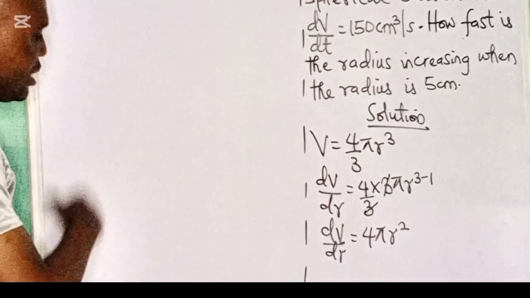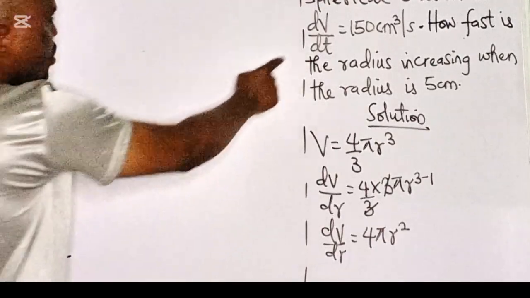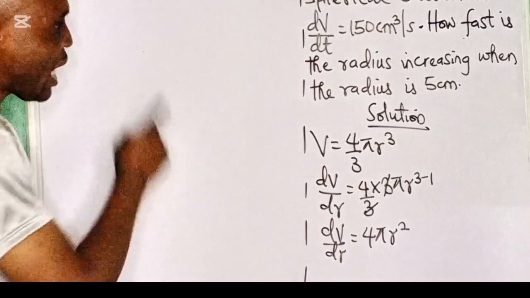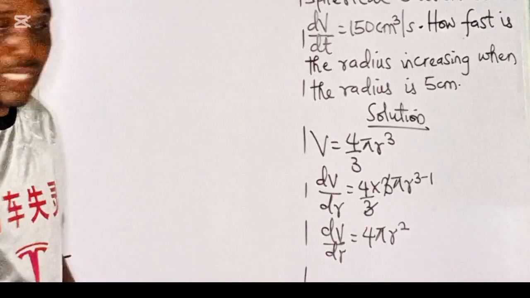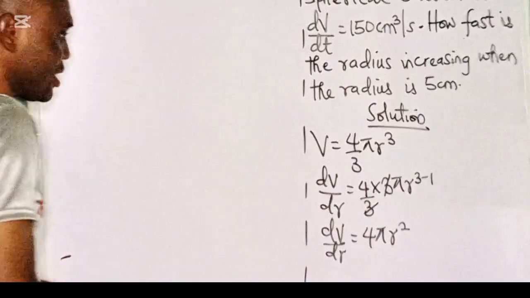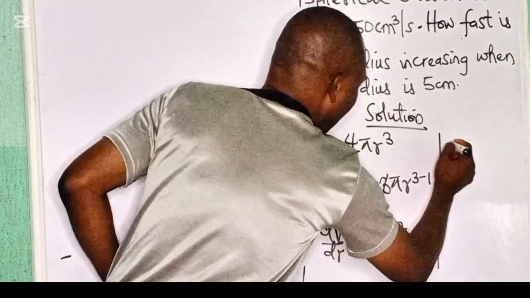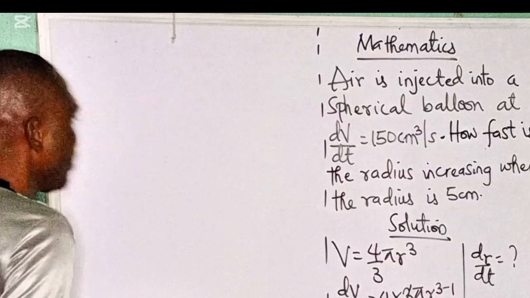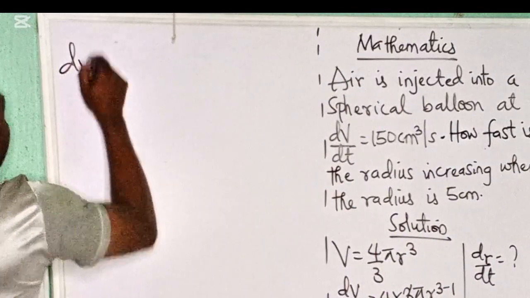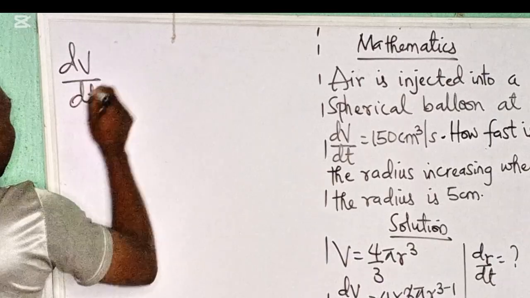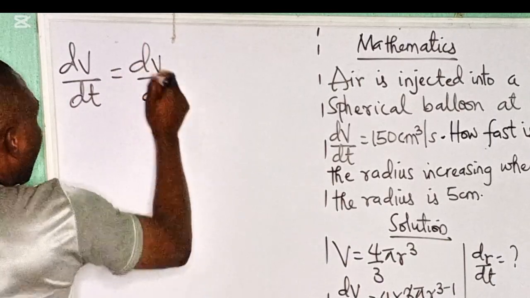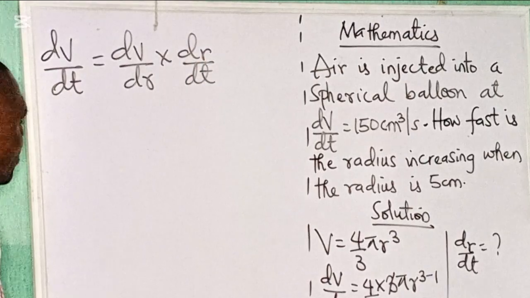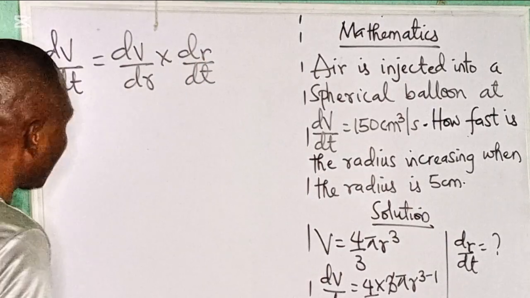Now, from what you are having here, the next point will be, since you are having dV/dt as 150 centimeter cube per second, we are asked to find dr/dt. How fast is the radius increasing? So we are asked to find dr/dt. So this is unknown. Is that clear? So our dV/dt is equal to dV/dr times dr/dt.